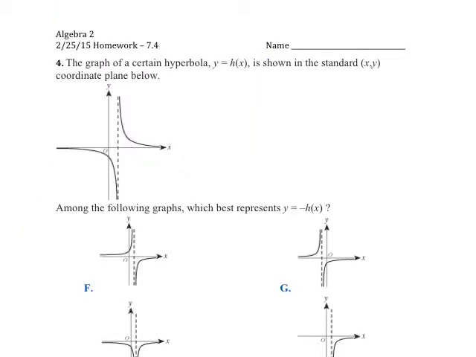Alright, number 4, the graph of a certain hyperbola, which is this crazy graph down here. We haven't studied those yet, but we will. The equation is y equals h of x. In other words, we have no idea what the equation is. Doesn't matter. It's shown in the coordinate plane right there. So we have this graph. Among the following graphs, which best represents y equals negative h of x? So this problem is all about the negative right there. And we have studied that before. That means it is a reflection over the x-axis. That's all this question is asking you about.